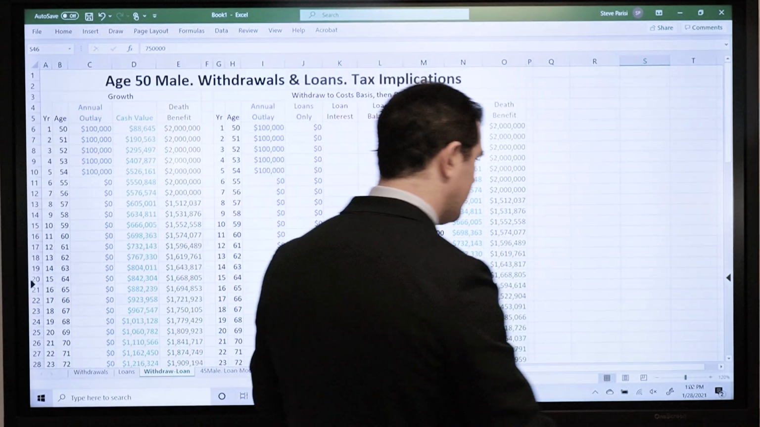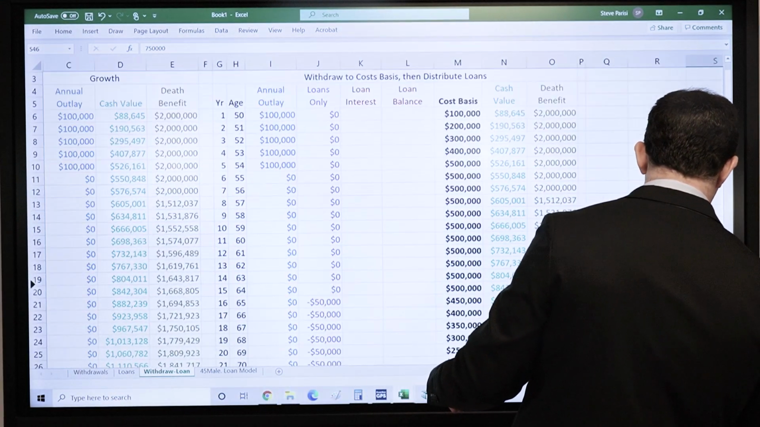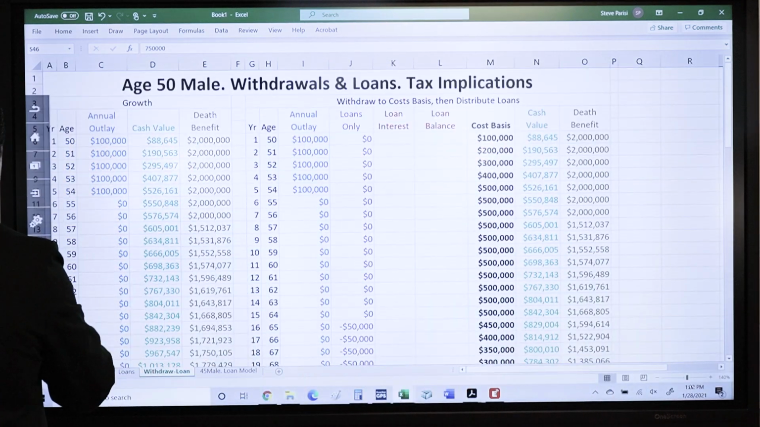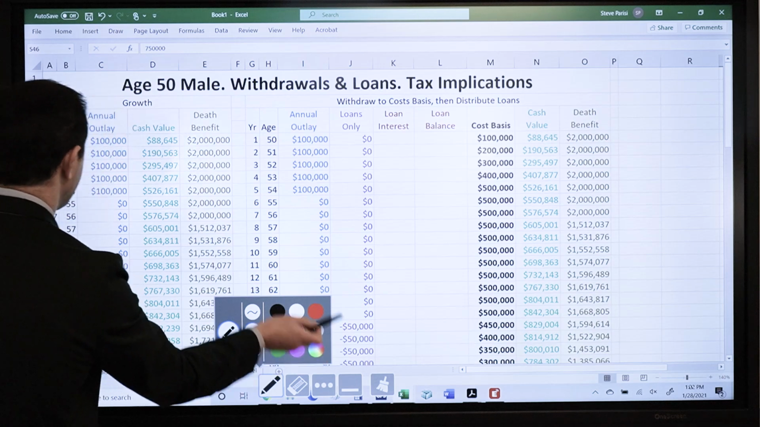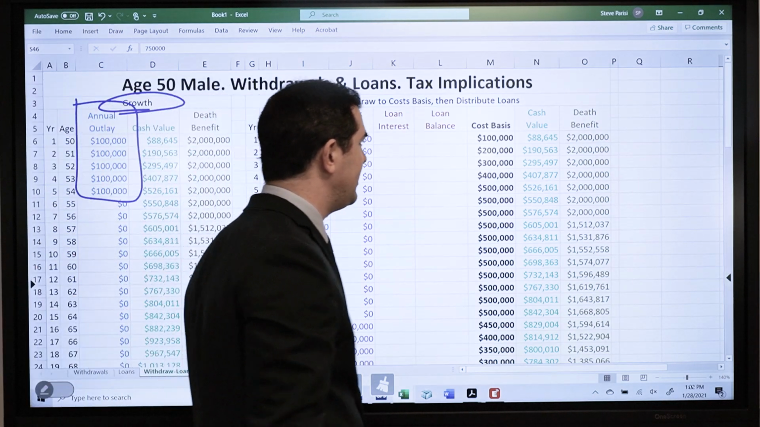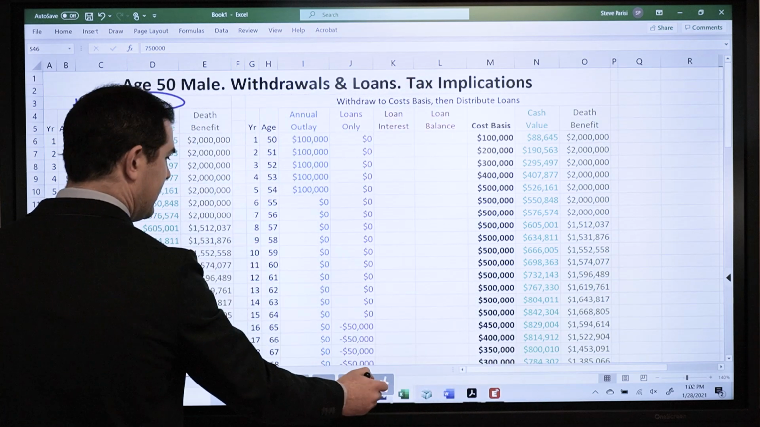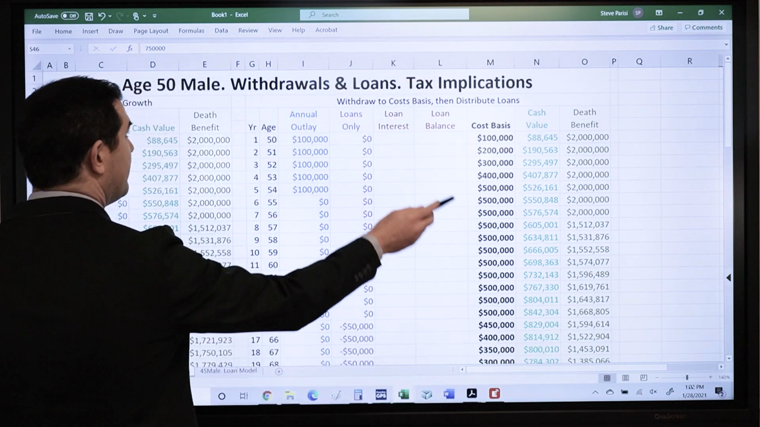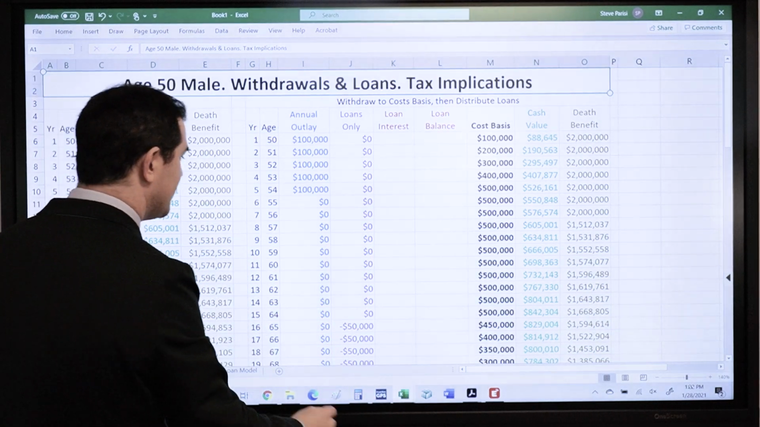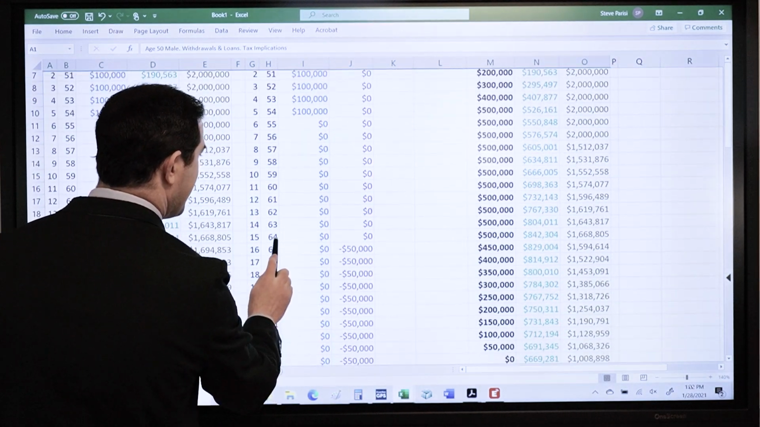We're almost there. Gotta have fun with this stuff, right? All right. So, same exact policy. On the left, age 50 male, 100,000 per year going in, break even year 3 to 4, looks good. Now, let's look at income, but we're going to look at withdrawing up to my cost basis, then beginning to loan out the rest. All right, here we go.